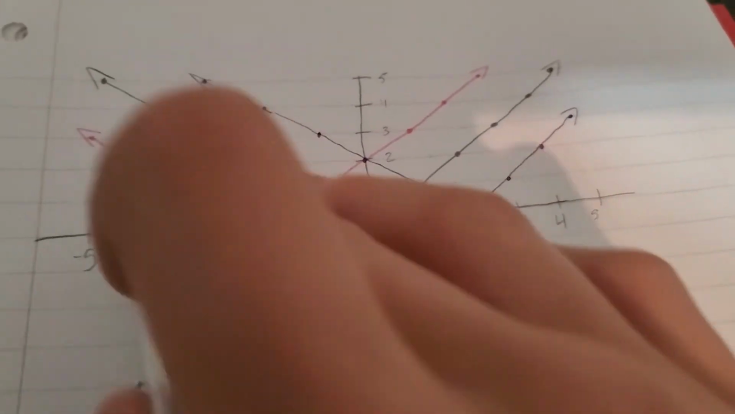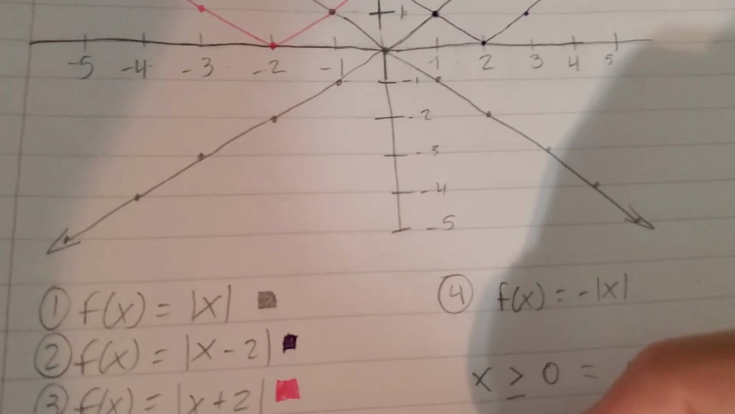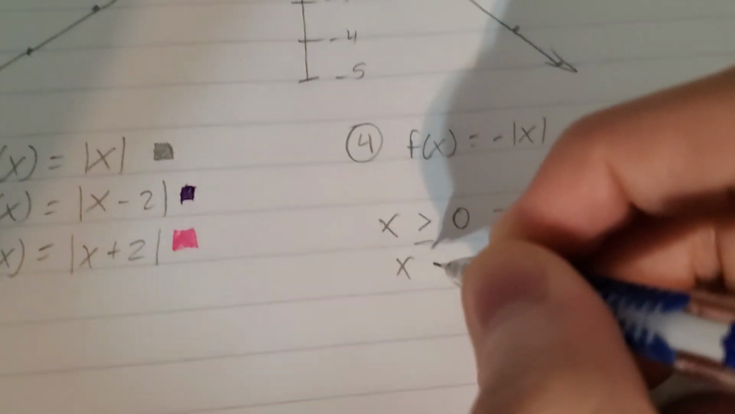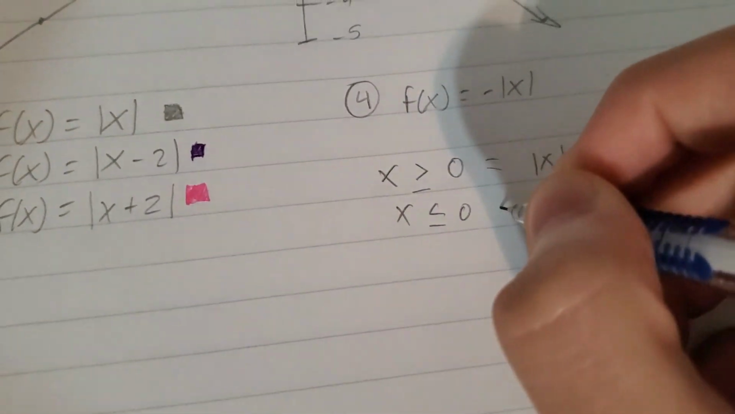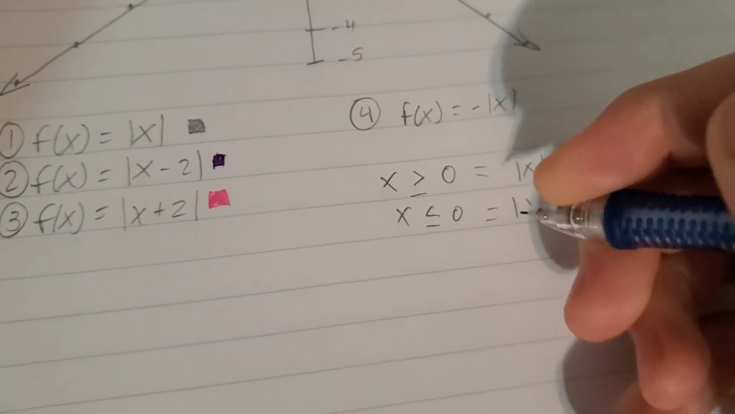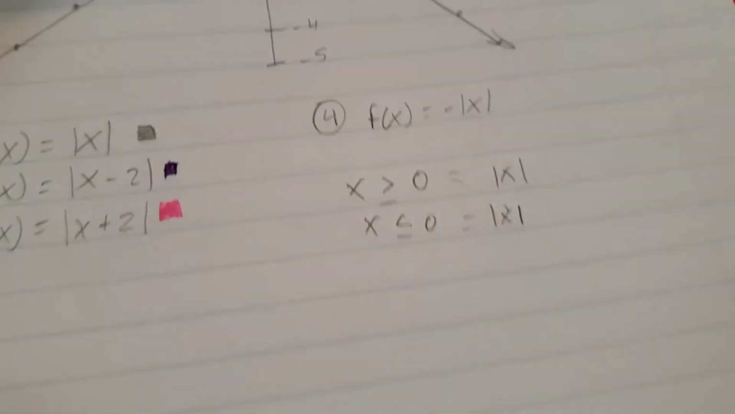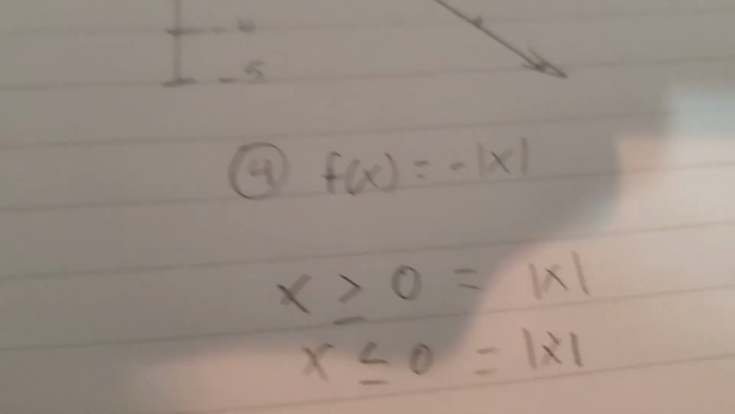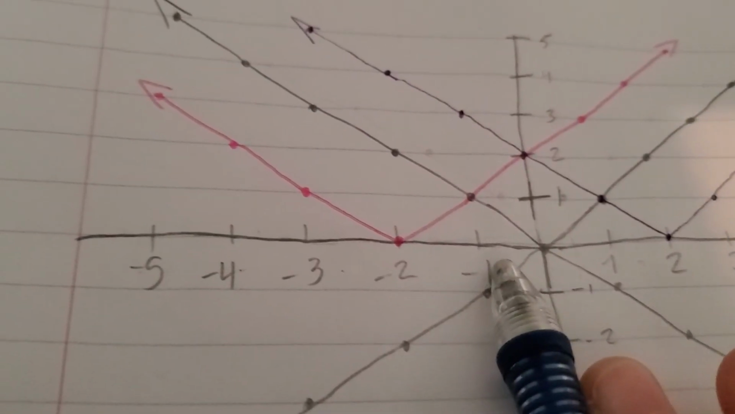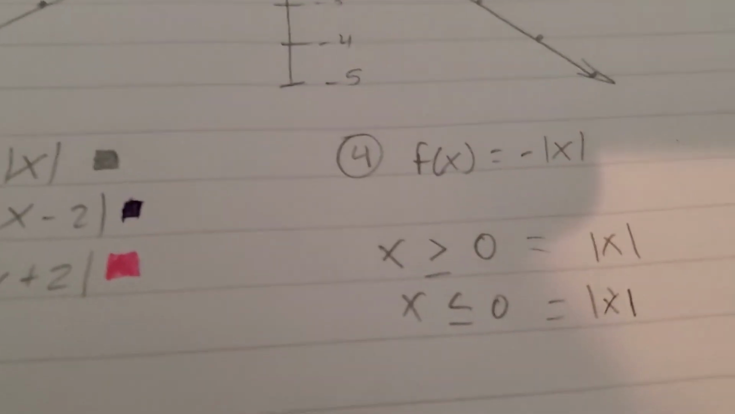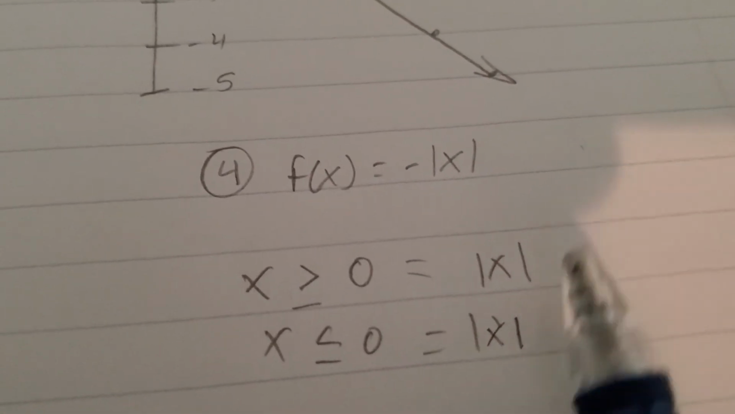But we still have this equation over here, so what are we going to do? We're going to do the same thing, but this time it's going to be x less than or equal to 0 is equal to this absolute value of x. So then, when we have negative 1 through negative infinity, we use this equation right here.